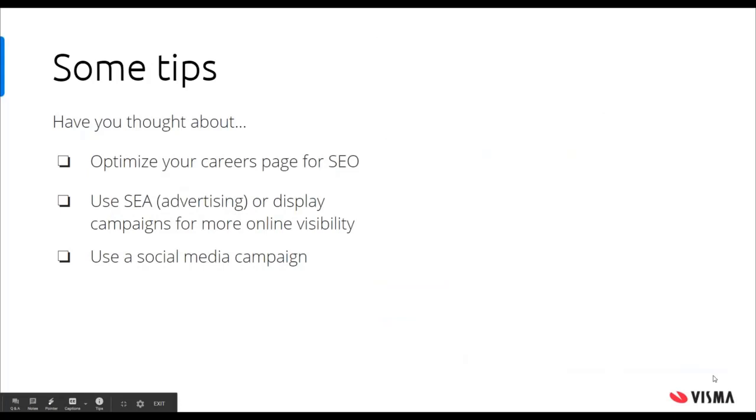Some tips, so make sure that whatever pages you have on your career page that they're optimized for SEO. And there's also search engine advertising. That's what I mentioned, like you could also use some budget to actually advertise so people are really specifically targeted, a group of candidates. And again, if you have a clear idea of your candidate persona, you also know who to target. So that's search engine advertising, but there's also a display campaign, which means that if you shop on a website, sometimes you see certain banners coming by. That's also a display campaign. It just creates more online visibility.